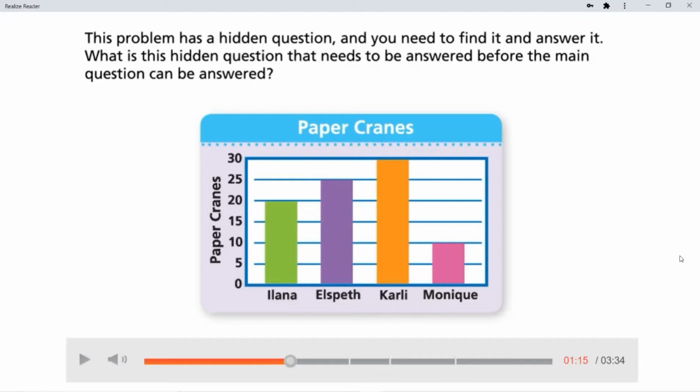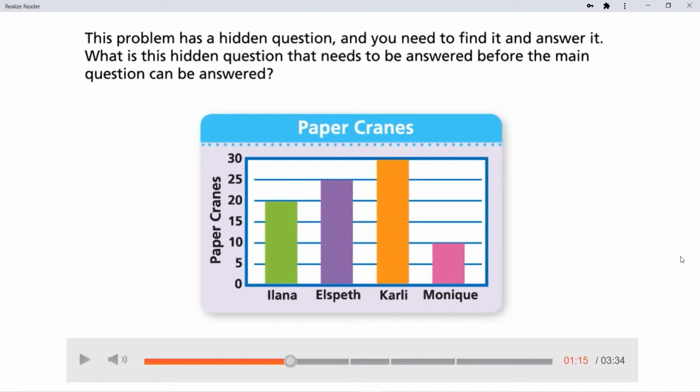So let's take a look at our graph right here. Now the question was asking us, how many more would Carly and Monique need to have so that they could have 60 altogether? So we need to figure out how much Carly and Monique have altogether first. We know how much each one of them has. We know Carly has 30, and we know that Monique has 10. So first we have to figure out how much they have together before we can figure out how many more they need to make, or how many more they need to get from their friend in order to have 60.